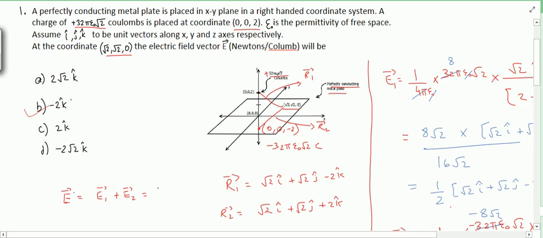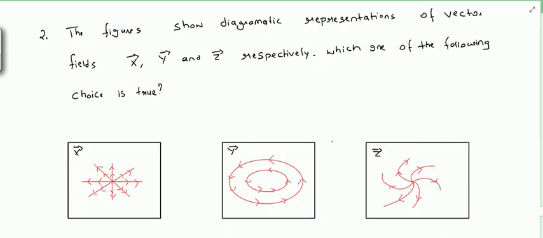Okay, so this was a very simple question based on image theory. Hope you understood it. Now let us see one more question. The figure shows a diagrammatic representation of vector fields x, y, and z. These are here shown as vector fields. So which one of the following is true?